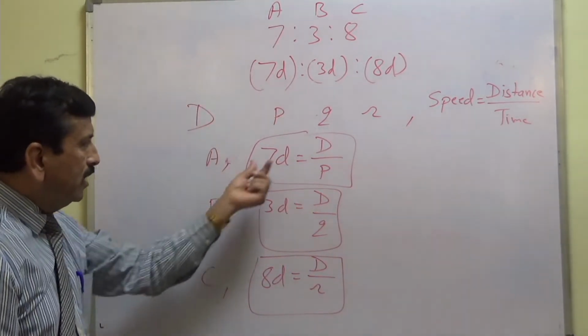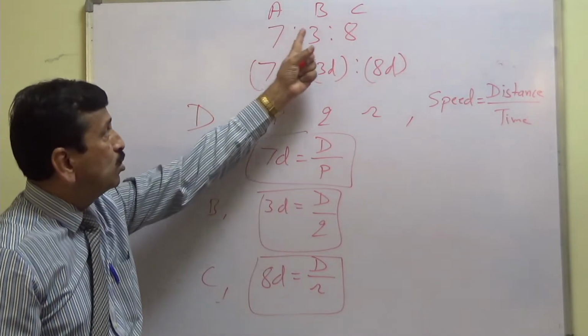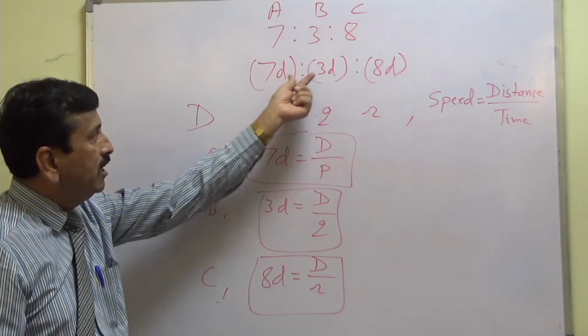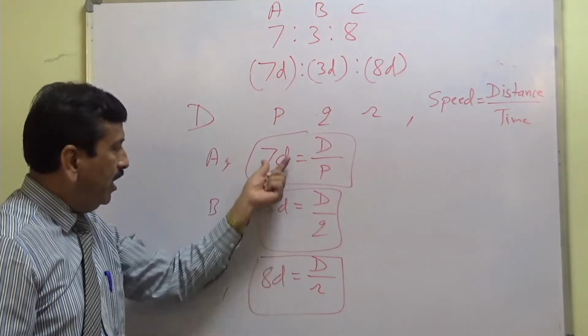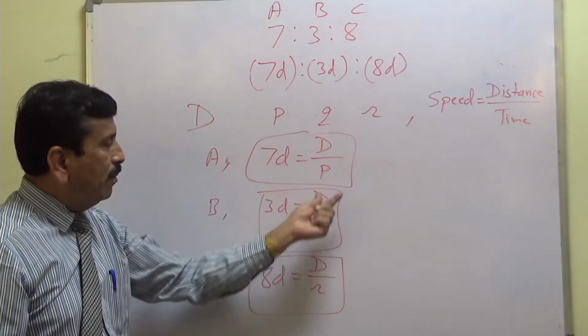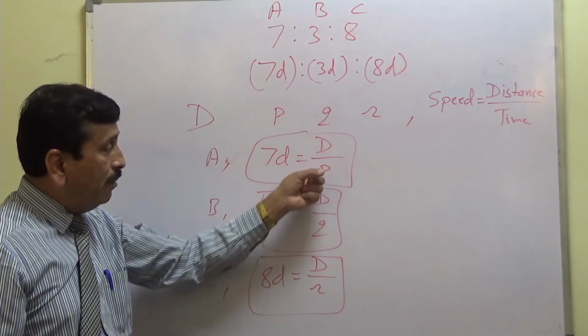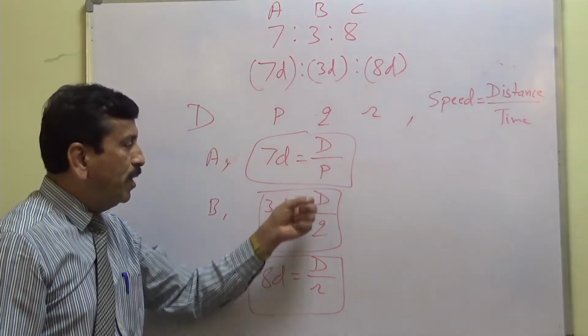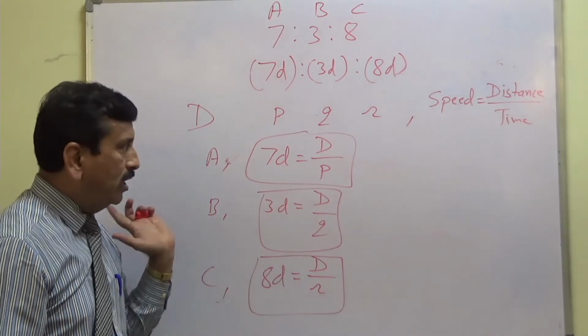A, B, C. These were the speeds which we assumed in a ratio 7:3:8. We have taken actual speeds as 7D, 3D, 8D. Distance covered by all of them is the same, D, but the time taken by all of them is different. And we are supposed to find out the proportion of P is to Q is to R. So we got this equation.